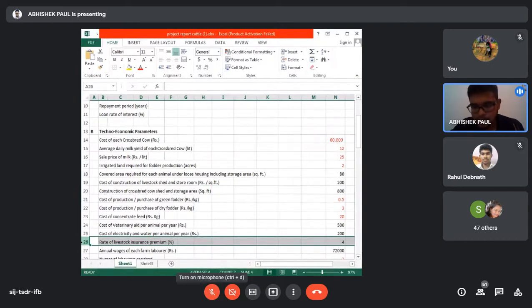Like human beings, for us also we are doing health insurance. So like that, one can opt for insurance also. It is up to the owner only.